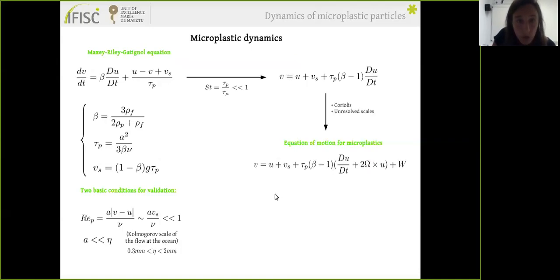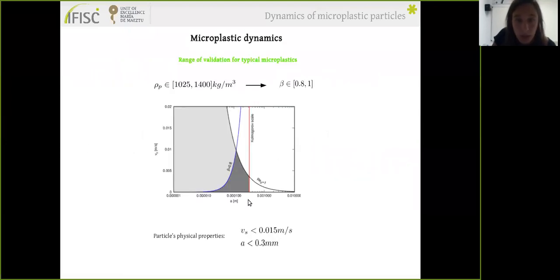But we add the two conditions that we have to fulfill for the validation of this equation. The Reynolds number of the particle is fixed to 1 to see this limit, and also the Kolmogorov scale, for which we need the particle to be below this value. So finally we find this very shallow region, and we can assess that this is the regime in which we can apply this equation of motion. So then we can finally say that the sinking velocity has to be smaller than 0.015 meters per second, and the radius of the particle has to be below 0.3 millimeters.